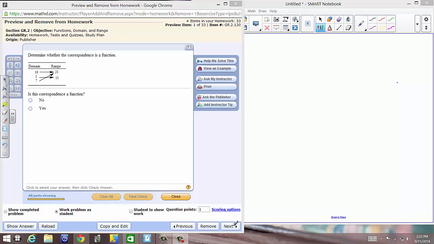And here it is. Determine whether the correspondence is a function. Now remember, for a function you need an input and it has to go to a definite output, no ambiguity. So if you look at this picture, even though 16 and 7 both go to 21, it is still a function. Remember our example from class, that state is a function of senator.